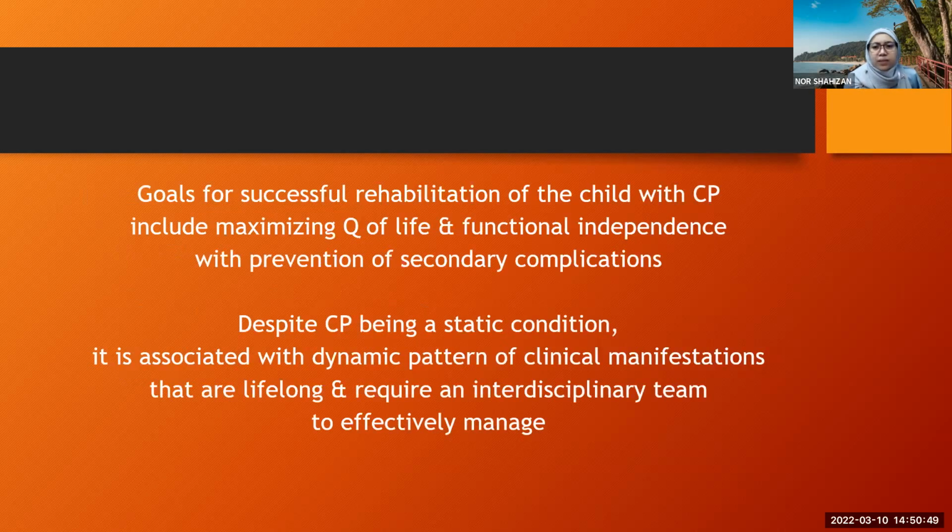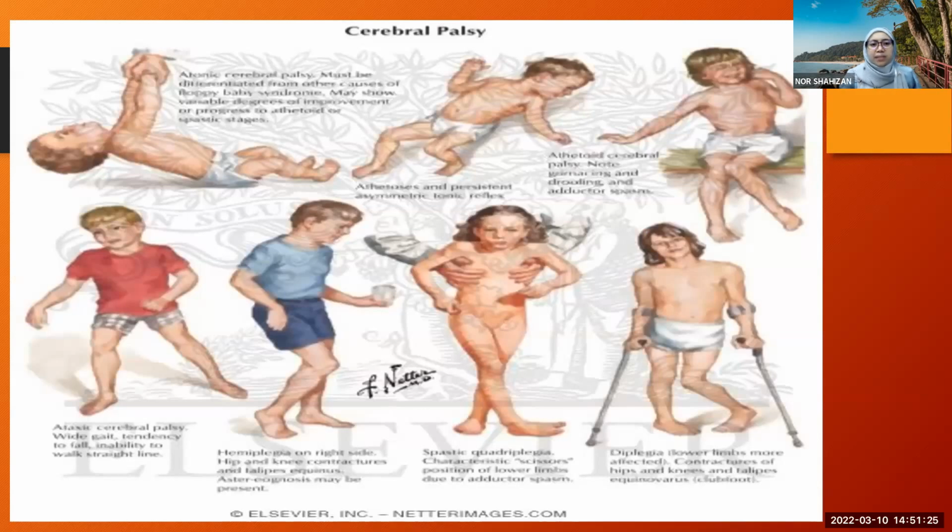Goals for successful rehab of the child with CP include maximizing quality of life and functional independence, and not forgetting to prevent secondary complications, such as contracture, as I mentioned just now, and complications from the GI tract. Despite CP being a static condition, it is associated with a dynamic pattern of clinical manifestations that are lifelong and require an interdisciplinary team to effectively manage them. This is a picture of CP. You can look back at Netter, you can Google Netter.